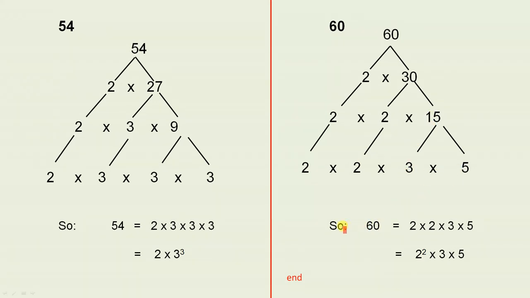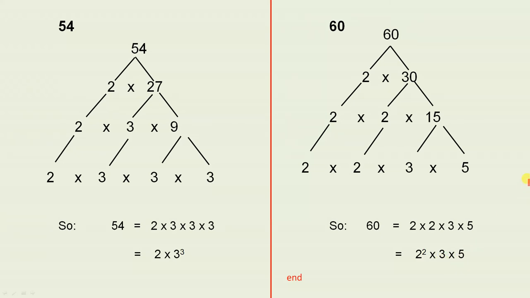So we have 60 equals 2 times 2 times 3 times 5. 2 times 2 is 2 squared. And then we have times 3 times 5. And they are prime numbers.